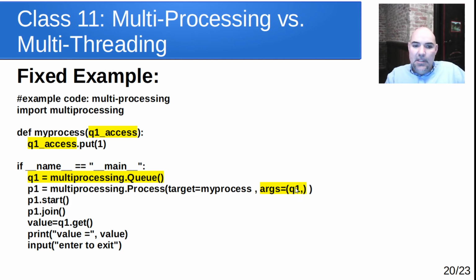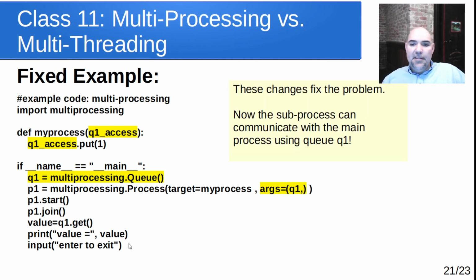There's not a global. That one that we made in the main, we're passing the reference to it, or to this function, as an argument. And we do that with args equal. There it is there. And now we do p1.start, p1.join. Now when this puts it in, it's putting into the queue that was created in the main, because we passed the reference to it. And now we can get the value. So this one will actually complete and get the value 1.